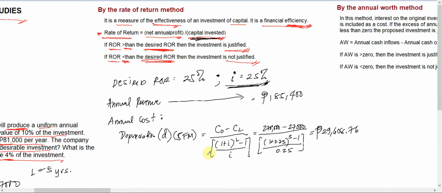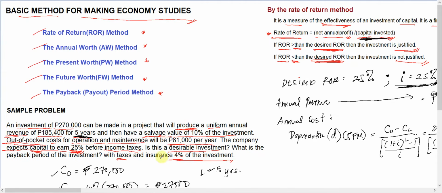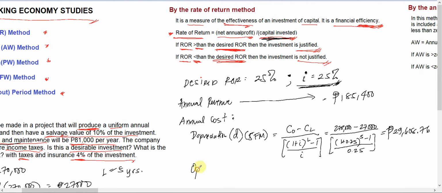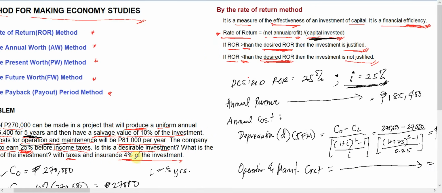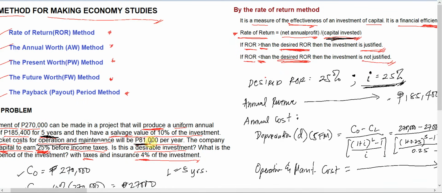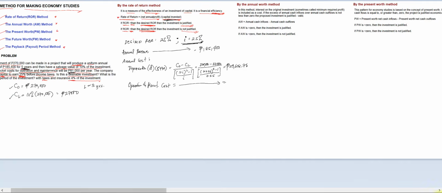And the next, ano pa meron dito sa problem? So, meron tayong operation and maintenance cost. So, operation and maintenance cost will be equal to, so wala namang formula na yan, no? Sulat lang natin dyan. Ang maintenance and operation cost natin is 81,000 pesos.